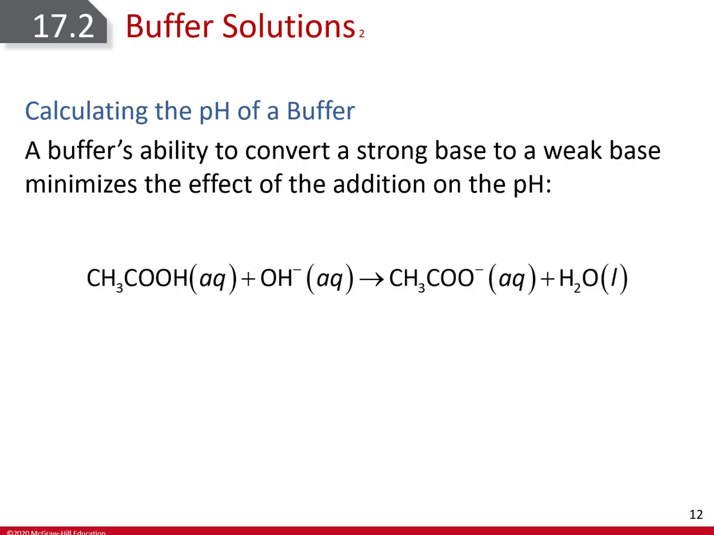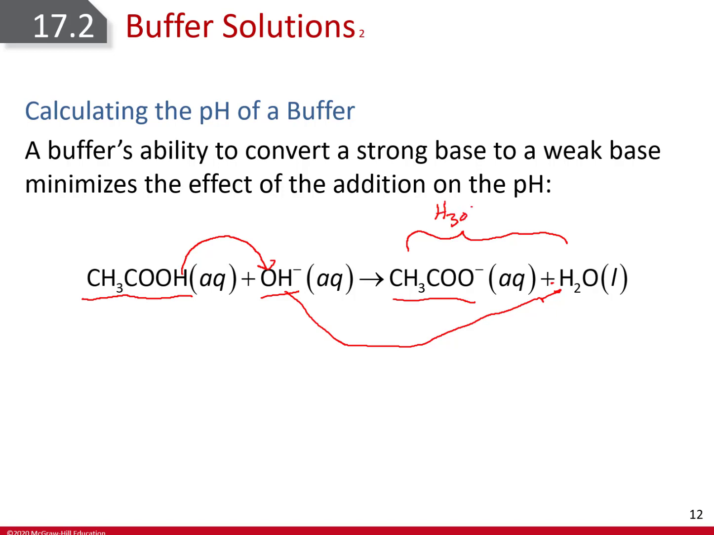So if I add something that's basic to a buffer, the hydroxide ion will accept a hydrogen ion from the weak acid. That will form water, and then we have the acetate ion left over. So again, notice on the product side, you do not see the production of hydronium ion or hydrogen ion or hydroxide ion. Since none of these are produced, we wouldn't expect a pH change.